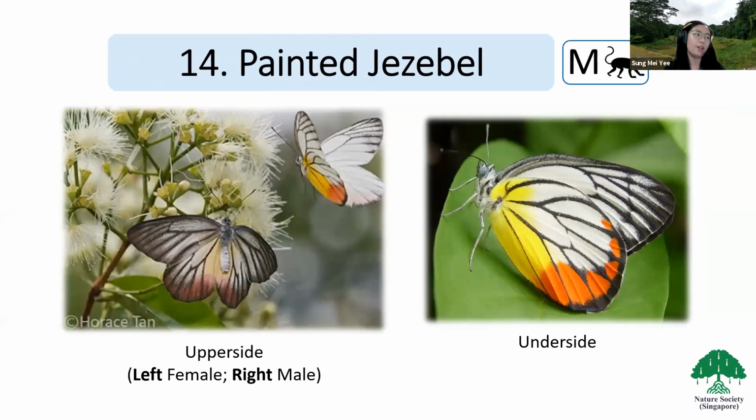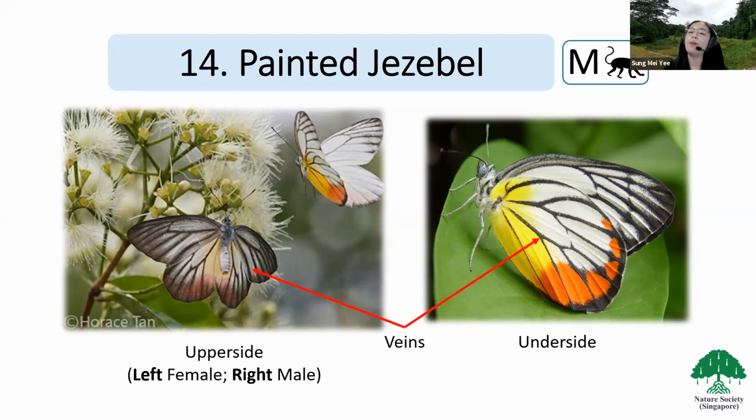And then we have another very common butterfly we find in our neighborhood. It's called a painted Jezebel, a very beautiful butterfly with this pattern on their wings. They have these stripes, which we call veins, so they have these prominent black veins. And on the underside of the wing, you can see three colors: white, yellow, and orange.